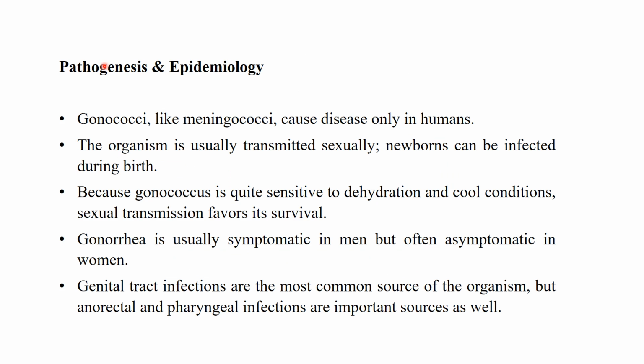Pathogenesis and epidemiology of Neisseria gonorrhea. Gonococci, like meningococci, cause disease only in humans. The reservoir is the human, and the infection is only caused in humans. There is no other reservoir other than the human. The organism is usually transmitted sexually. Newborns can be infected during birth. As it is a sexually transmitted disease, it transmits mainly sexually, and the neonates can be infected during birth.